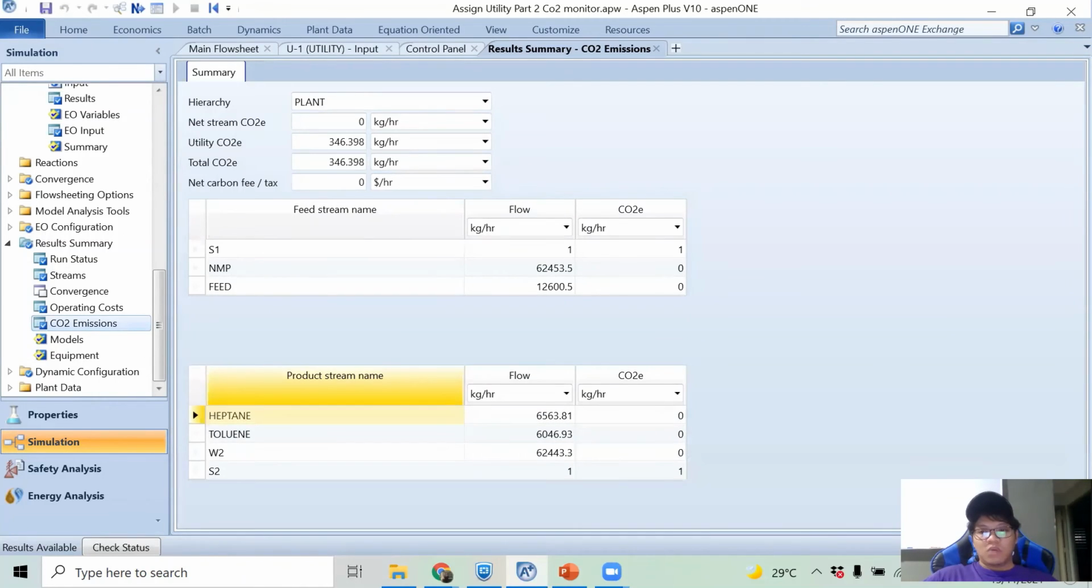I'm going to close this one so that you can see clearly. Because 1 minus 1 is 0, that's why you have a net stream CO2 of zero. So in terms of process, you're not reducing CO2 emission at all.